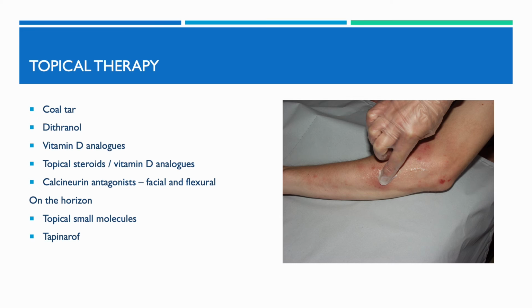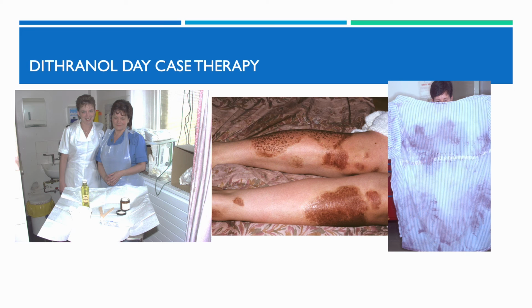For flexural areas such as the face, armpits, groins, etc., often topical therapies are rather poorly tolerated, and calcineurin antagonists, these are things like tacrolimus, can be very effective. Coming along in the next few years, we will have topical small molecules and other agents such as tapinarof. So we're desperate for more acceptable, effective topical treatments for mild to moderate psoriasis. There's been nowhere near the development in topical treatment as there has been in systemic agents. So I've just been talking about dithronol day case therapy.